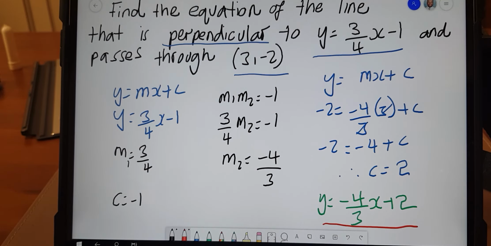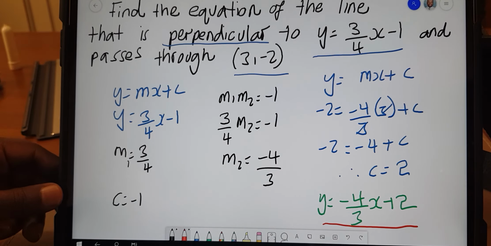And that is your equation of a line that is perpendicular to y is equal to 3 over 4x minus 1. Now, key things you need to know. You need to understand what happens in perpendicular lines in terms of their gradients. As you know very well, perpendicular lines have the product of their gradients as negative 1. So if you look at this equation, you write it down, y is equal to mx plus c. You find out what m is and what c is, and then you work out the other gradient.